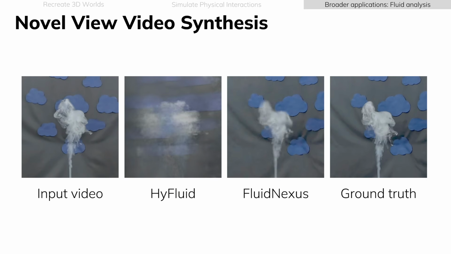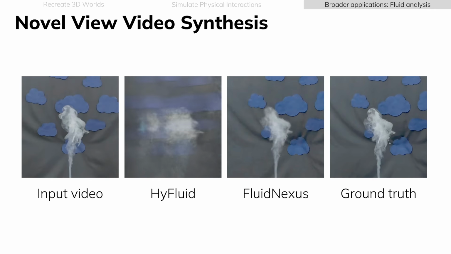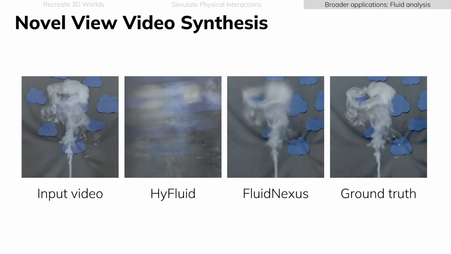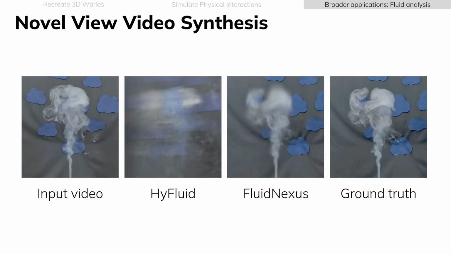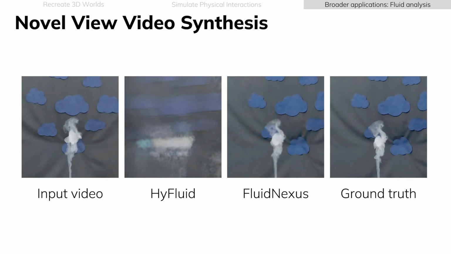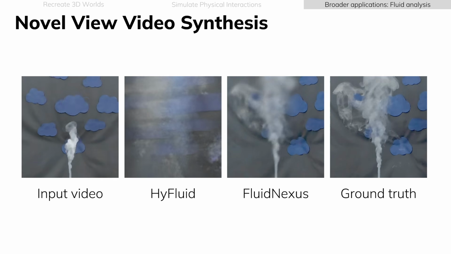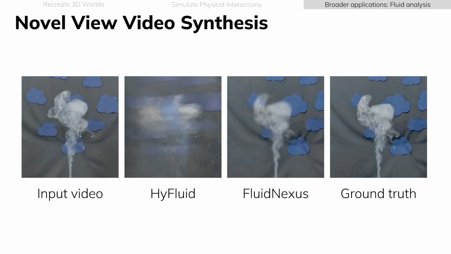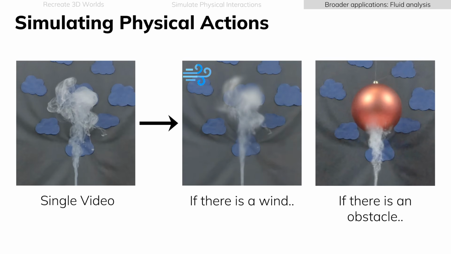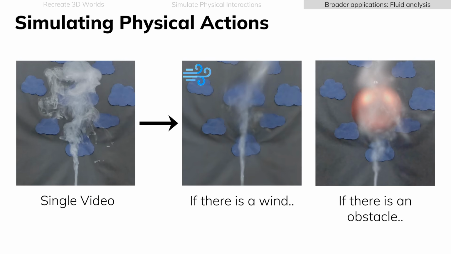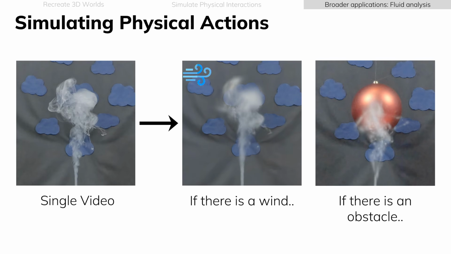Yep. Fluid Nexus can recreate and simulate the fluid in the input video. And to evaluate the reconstruction, we record multi-view videos of the fluid scene. And here are some novel view synthesis results. Now, given a single input video on the left-hand side, previous state-of-the-art methods cannot reconstruct the scene at all. But Fluid Nexus can reconstruct and render reasonable novel view videos. And once we have the reconstruction, we can also simulate different physical actions. So here we show two examples. One is adding a wind, and the other one is adding an obstacle, so that we can create some object-fluid interactions.